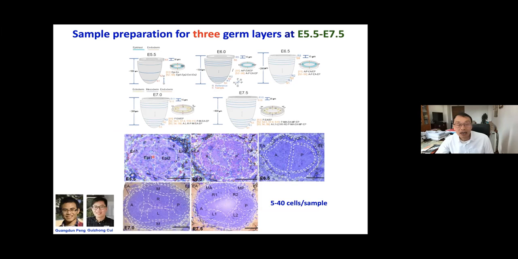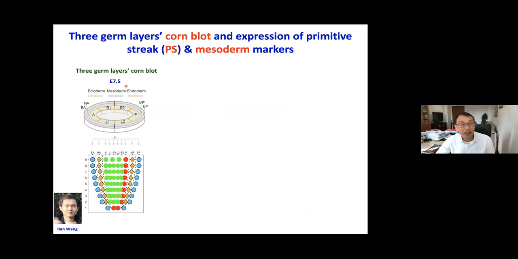So in the epiblast, we collect anterior and posterior regions. Endoderm also, the anterior and posterior regions. But for mesoderm, by day 7 we collect 1 region, and by day 7.5, we collect anterior mesoderm and posterior mesoderm. Each sample is about 5 to 40 cells. So then we can have this 3 germ layer cone blot.